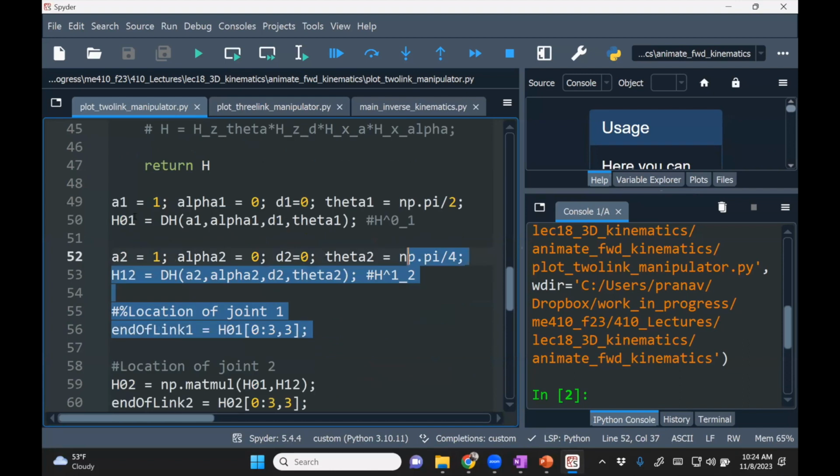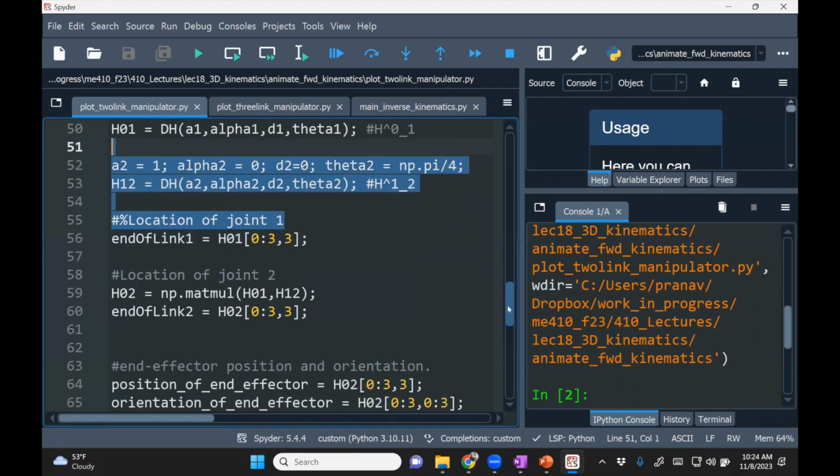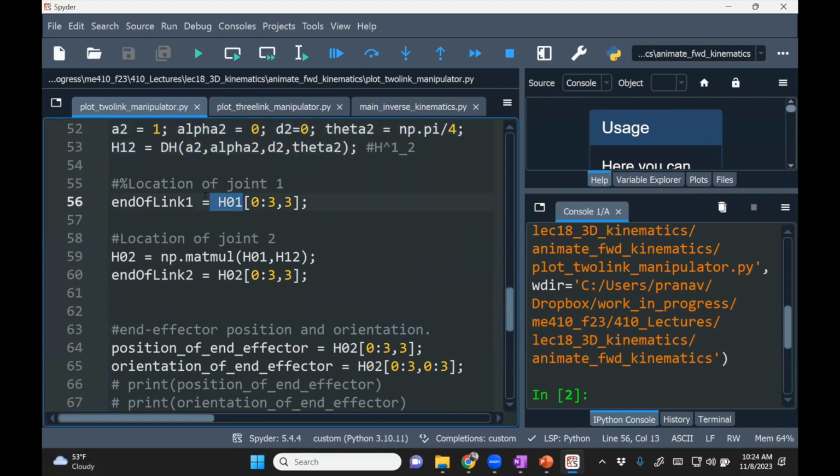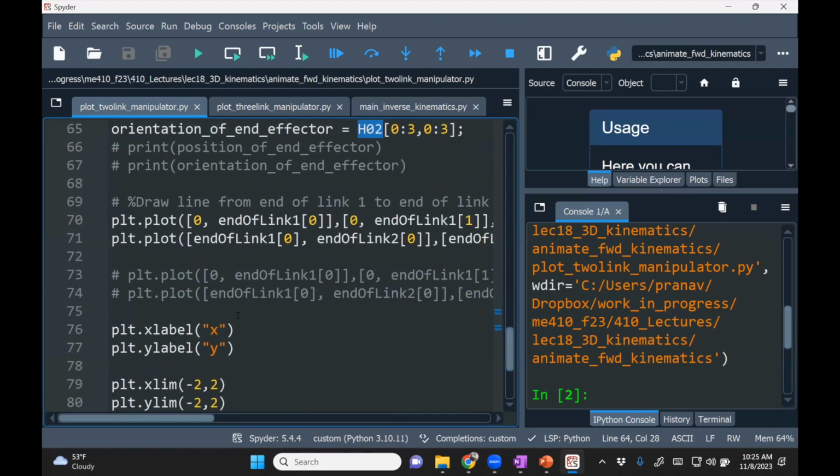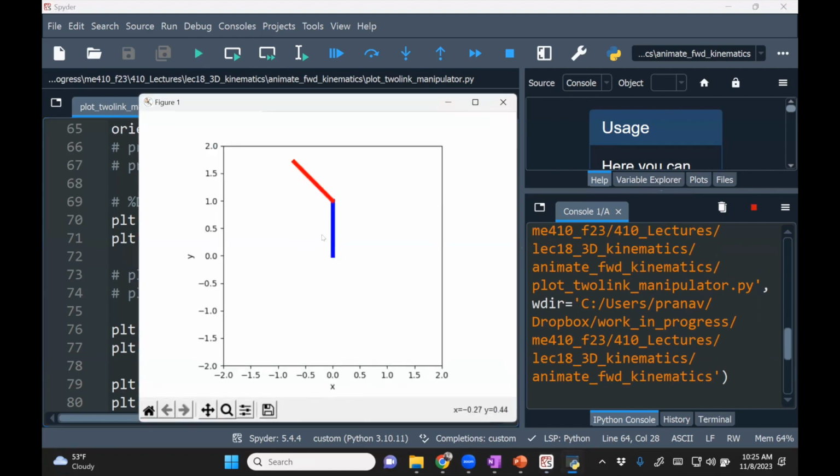Well, this is actually the elbow, and this is actually the end effector. The shoulder joint for a 2-link manipulator is basically 0, 0, 0. So this is the elbow joint of a 2-link manipulator. This is the end effector, which is actually the end of link 2. And then it's just a matter of, I use plot to draw a line, but there is another command called line which you could use. And so running this gives you H00, which is 0, H01, H02. Joining lines, it gives you this.